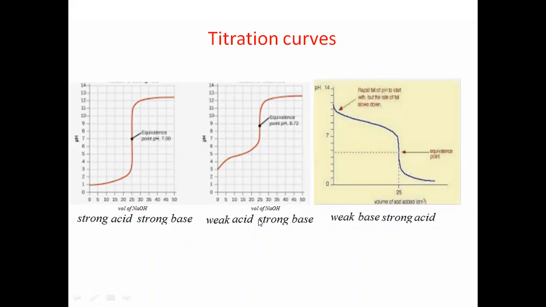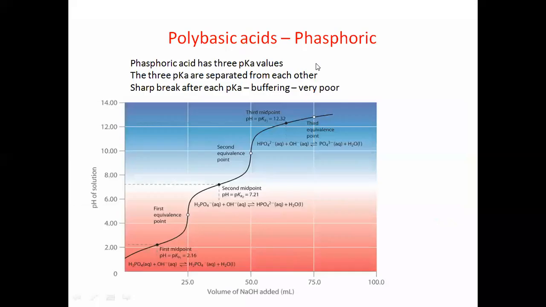Similarly, in the case of weak acids also, the equivalence point is there. This is regarding the weak base and the strong acid. Now we are going to see another different thing called polybasic acids: acids containing more than one replaceable hydrogen atom, more than one replaceable proton at various different points.